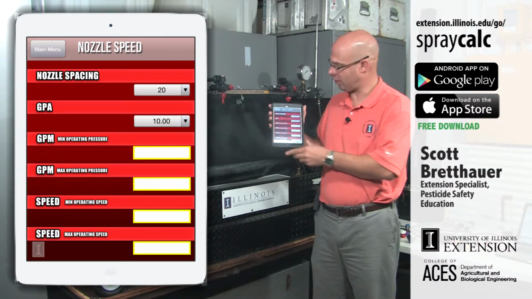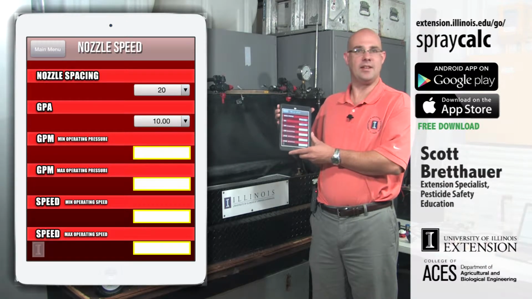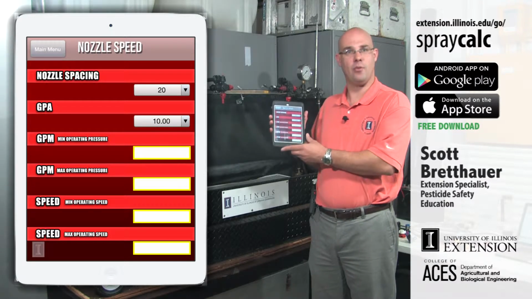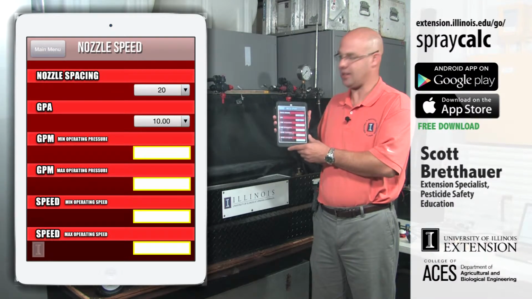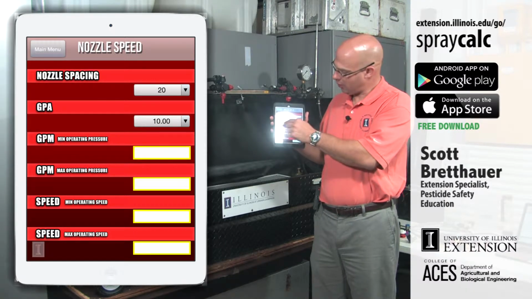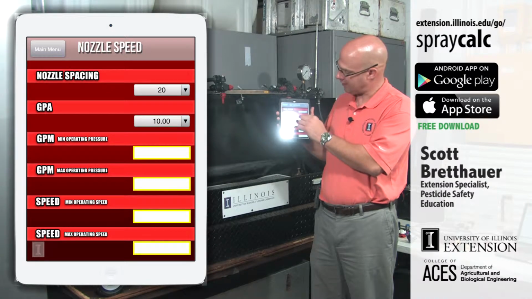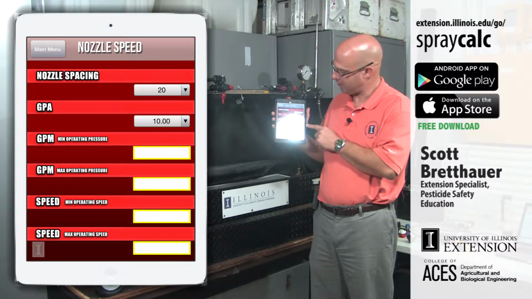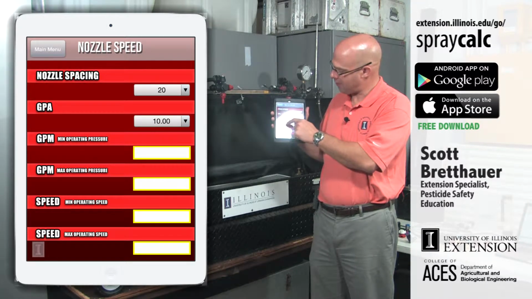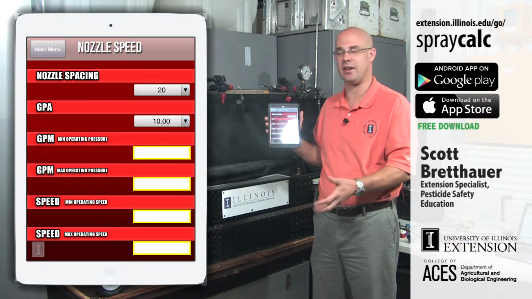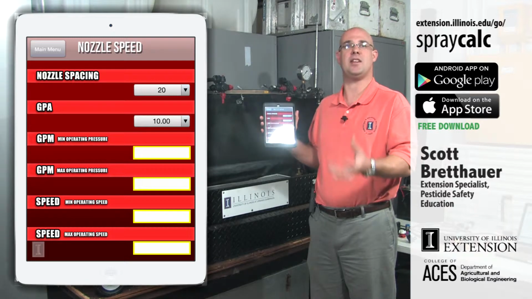Now if you remember from our early example, we had selected the TT11004 for our nozzle. We were going to operate it at 40 psi in order to get that flow rate we needed of 0.4 gallons per minute. In order to finish this off now, what I'm going to need to find is the gallons per minute at the minimum operating pressure for that nozzle and the gallons per minute for the maximum operating pressure for that nozzle. So I'm going to have to go back to the nozzle catalog, and I'm not looking for the flow rates that I initially wanted.